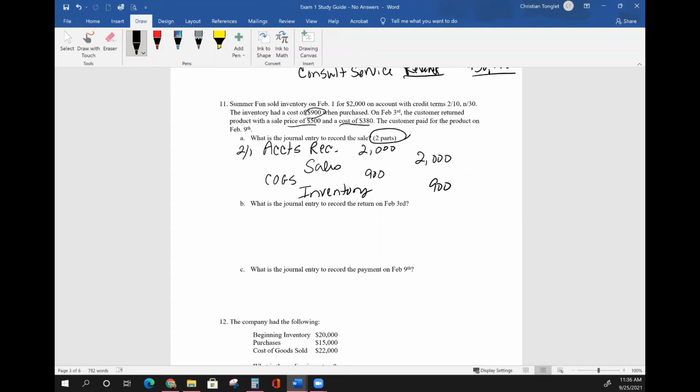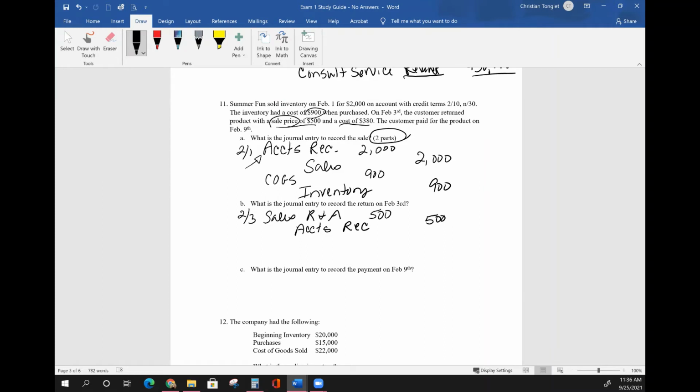So on February 3rd, the return is going to be sales returns and allowances. How much is being returned? The sale price is what we need, $500. How much am I reducing this accounts receivable by? Well, they're no longer going to owe me 2,000. They've given me inventory worth 500. So I have to reduce that. Accounts receivable, 500. This is going to show a net now that this guy owes me $1,500, right?